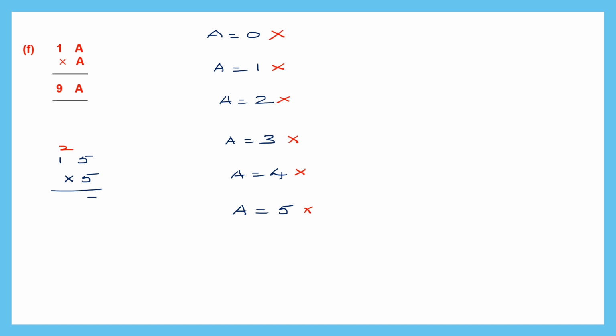Now let's go to the next one. Let's make A equal to 6. So A is equal to 6. So 1A into A. 1A is 16 into A is 6, should give us 9A, 96. Now let's multiply and see. 6 6s are 36. So this part is correct. We carry 3. Then we do 6 1s are 6, 7, 8, 9, 96. That means 16 into 6, 96 is correct. So we can substitute A with 6. So the value of A in this question is 6.